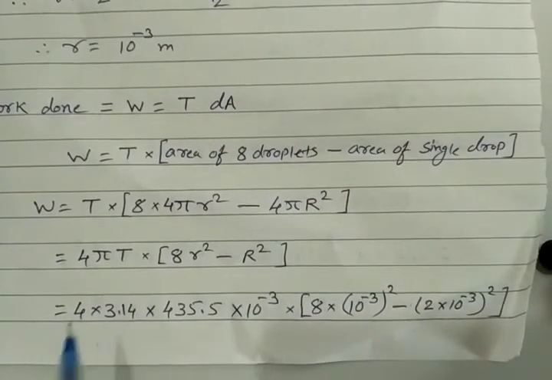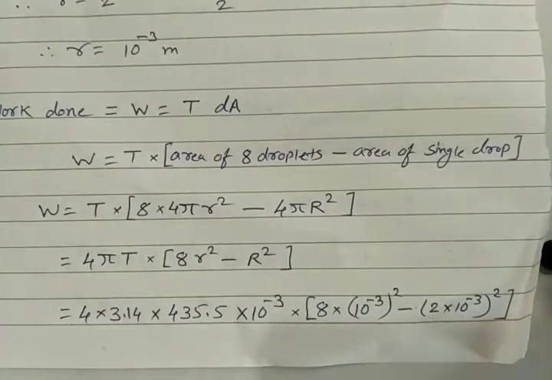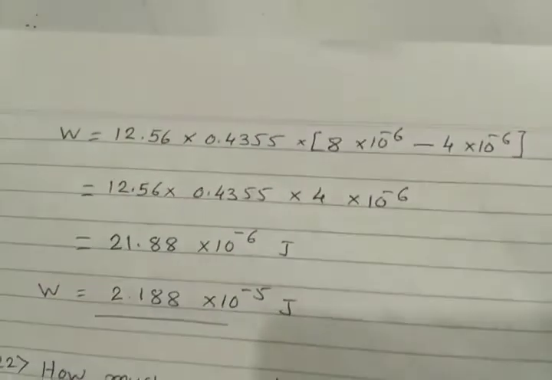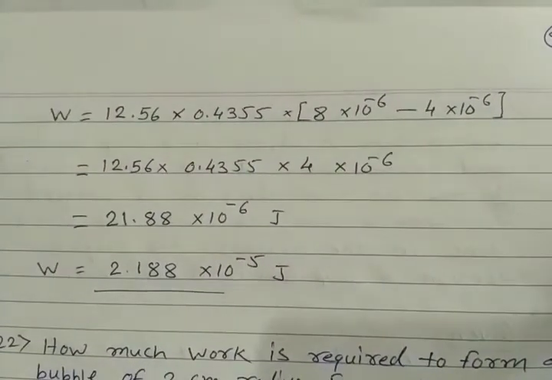and solving this, 4 pi is taken common from the bracket, and substituting the values and solving this using log table. Now when we solve this, the answer comes to be 2.188 into 10 raised to minus 5 joule. So try to solve this by using log table.